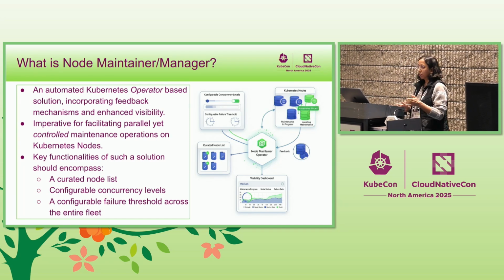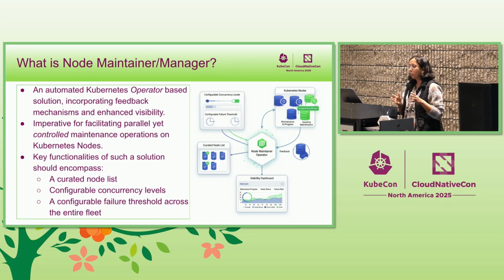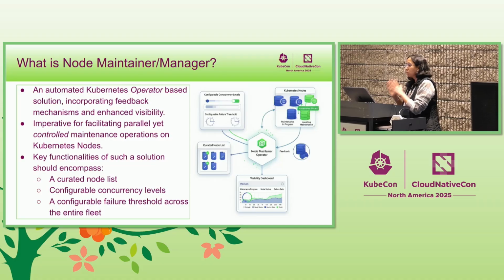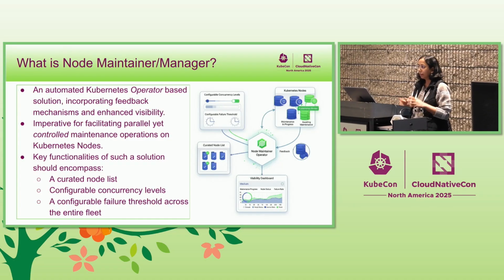And third is the failure threshold, which, as I explained, is because I want to always ensure that the healthy cluster capacity is always maintained. So for some reason, if the maintenance task goes bad, I want to stop in case bad things happen on production.